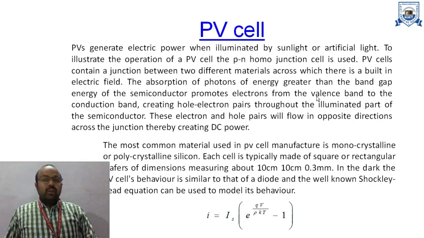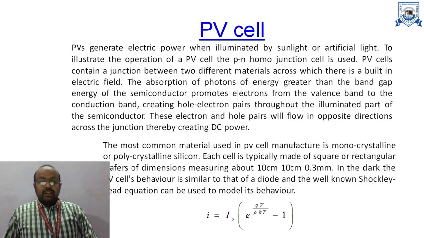Now come to the topic of PV cell. We know that a PV cell absorbs light energy and converts it into electrical energy. In PV cells we use different types of cells, monocrystalline and polycrystalline silicon solar cells. Each cell is typically made in square or rectangular shapes with dimensions of 10 centimeter by 10 centimeter and a thickness of 0.3 mm. The cell's behavior is calculated using the Shockley equation, with which we find the current and the modes of behavior.